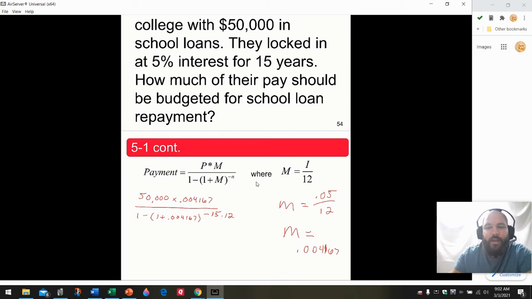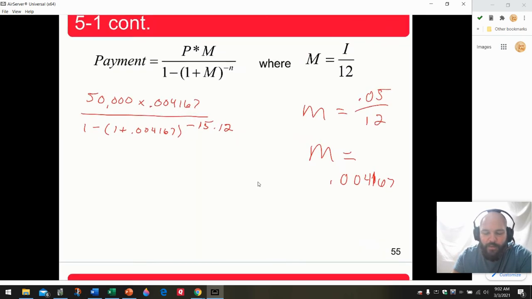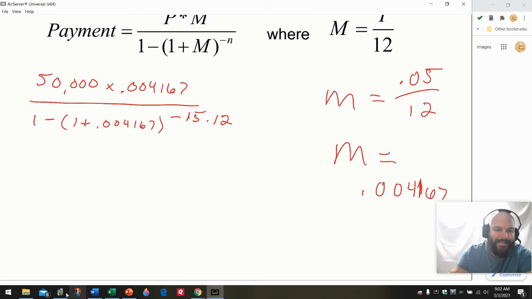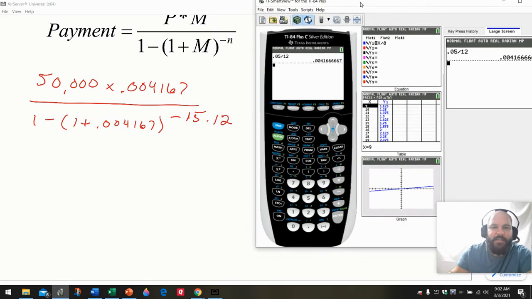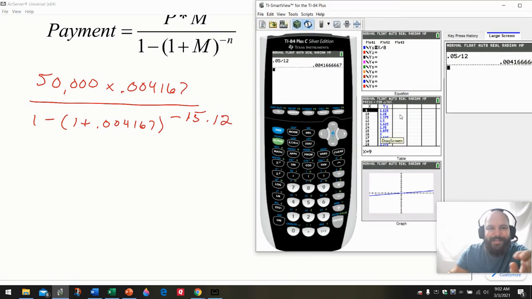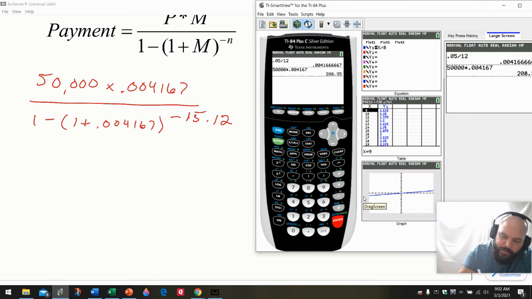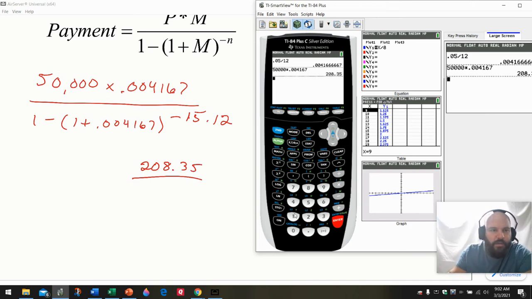Now, trying to type that entire thing into a calculator is not an easy task. Therefore, I would highly suggest that you work at this in chunks. So I'm going to start by just doing 50,000 multiplied by 0.004167. Now, when I do that, I get 208.35. So that's going to be my top number, 208.35.